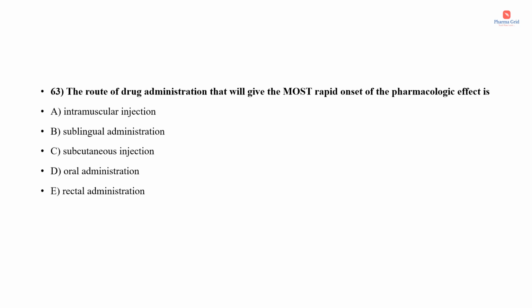The route of drug administration that will give the most rapid onset of the pharmacologic effect is, the options are: intramuscular injection, sublingual administration, subcutaneous injection, oral administration, rectal administration. So in the question they have asked about the route of drug administration that will give us the most rapid onset of pharmacologic effect. Here the correct answer is option B, that is sublingual administration.